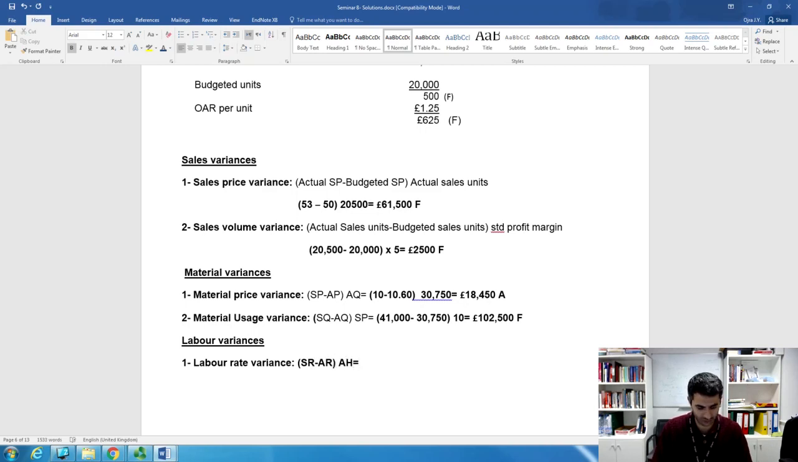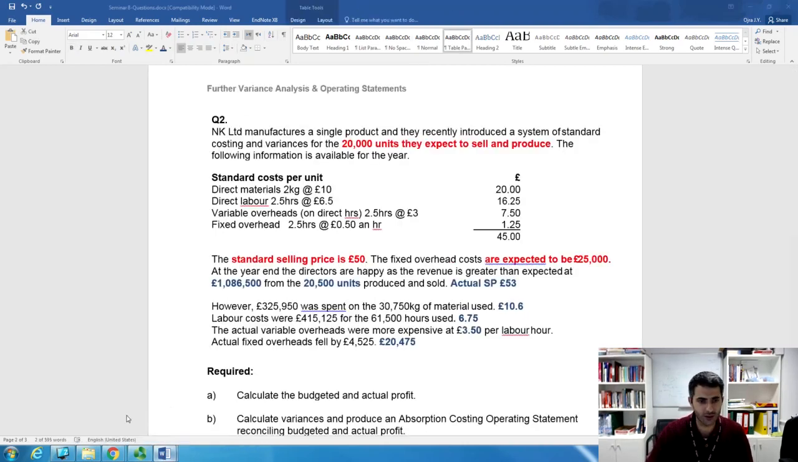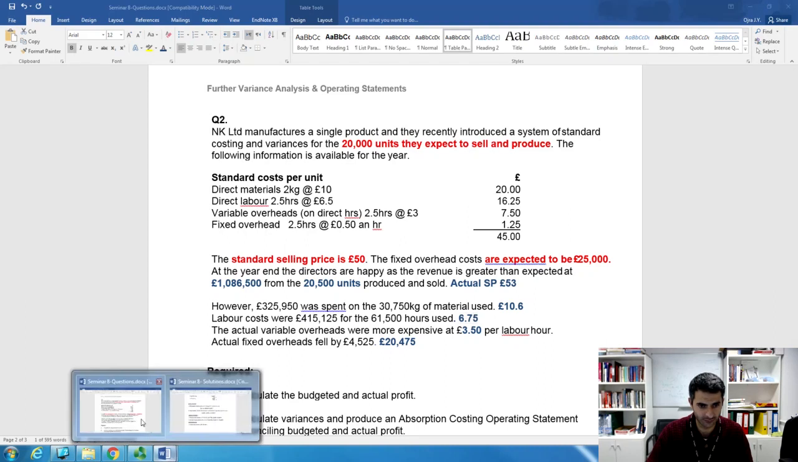So here we go. Let's apply then. Standard rate. If you look at the question, you will see the standard rate for labor is 6.50. What is the actual? 6.75. The standard 6.50.